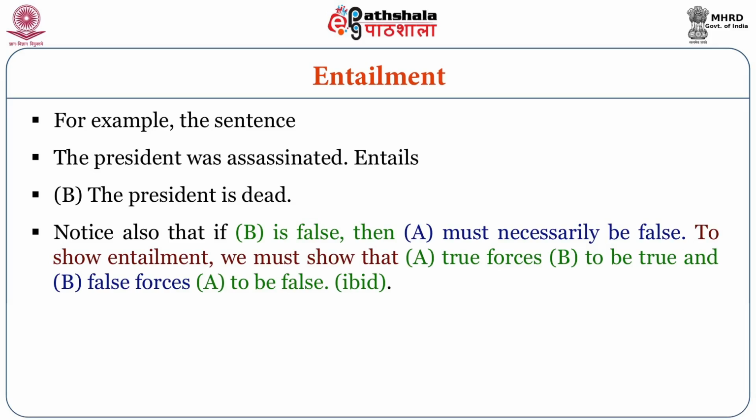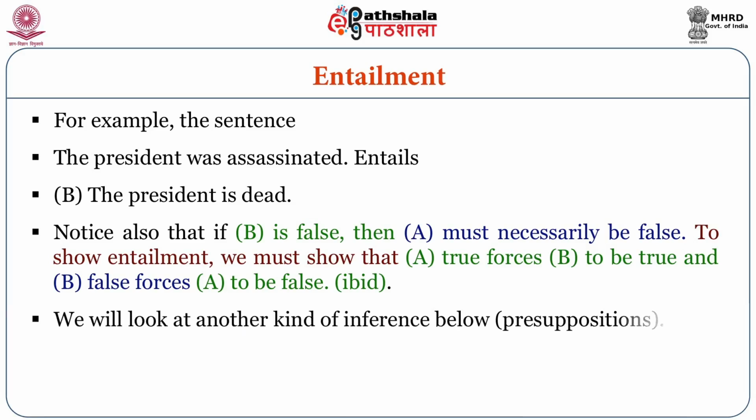There is a relationship between A and B. To show entailment, we must show that A true forces B to be true and B false forces A to be false. We will look at another kind of inference below, that is known as presuppositions.